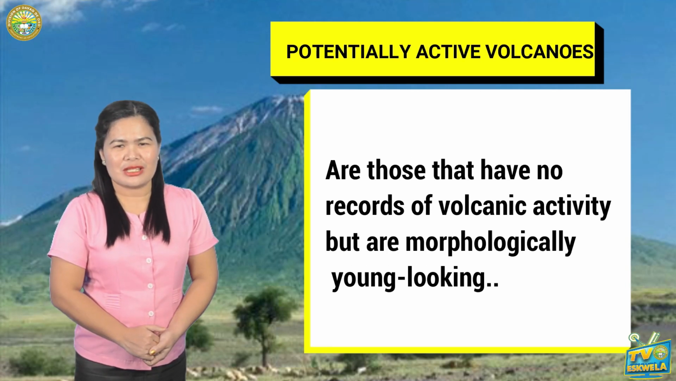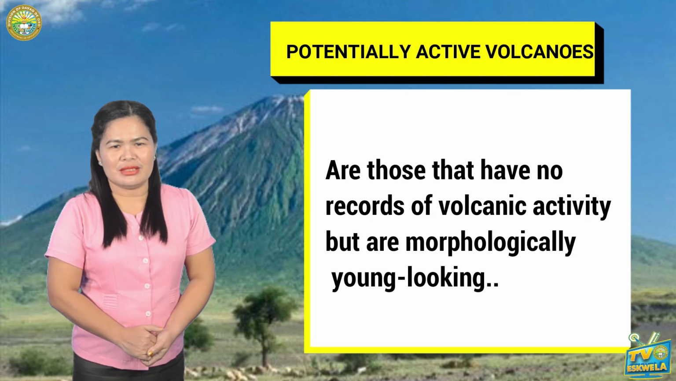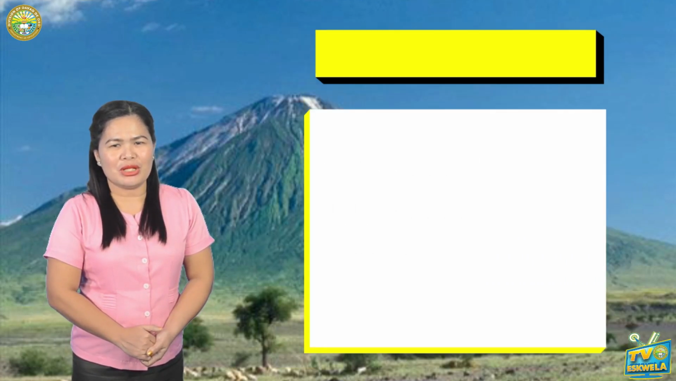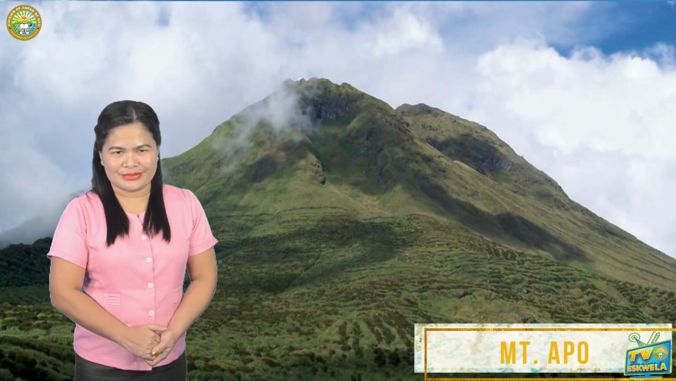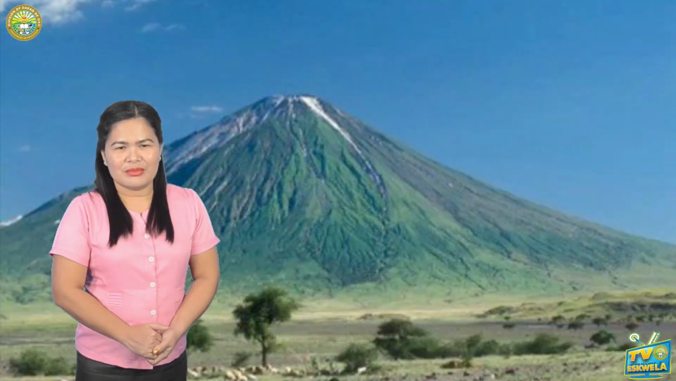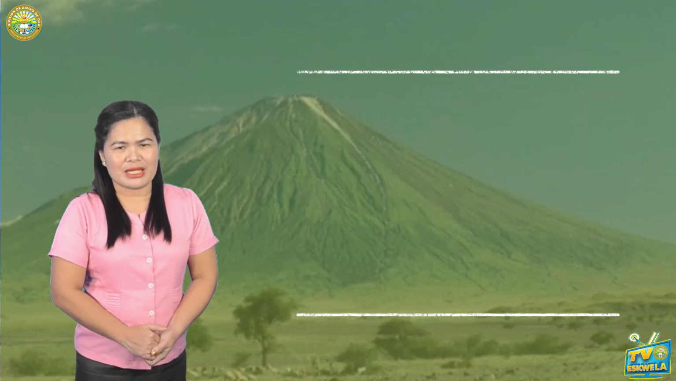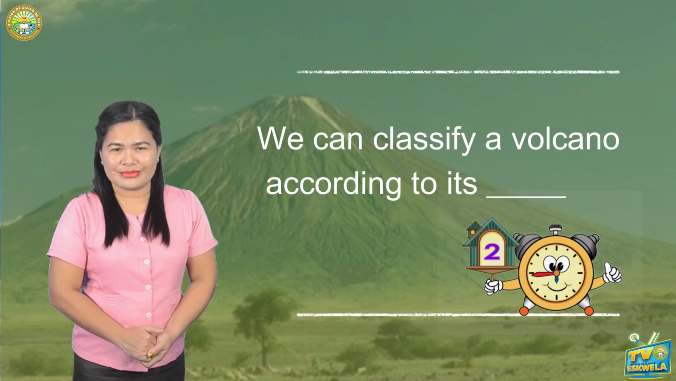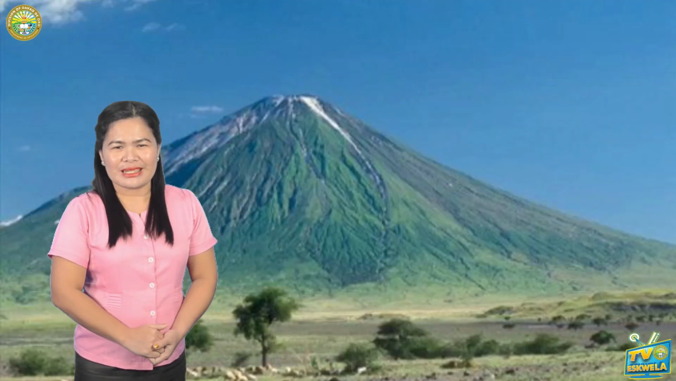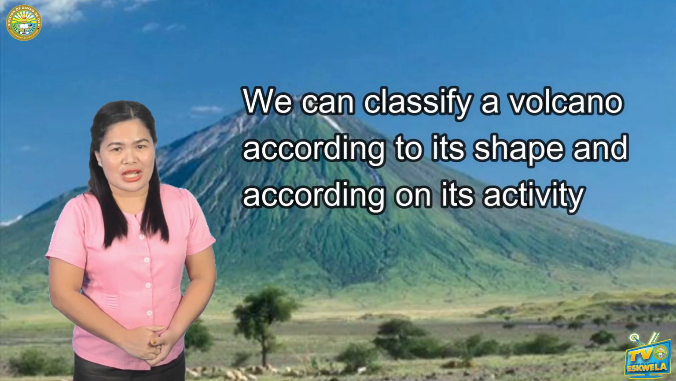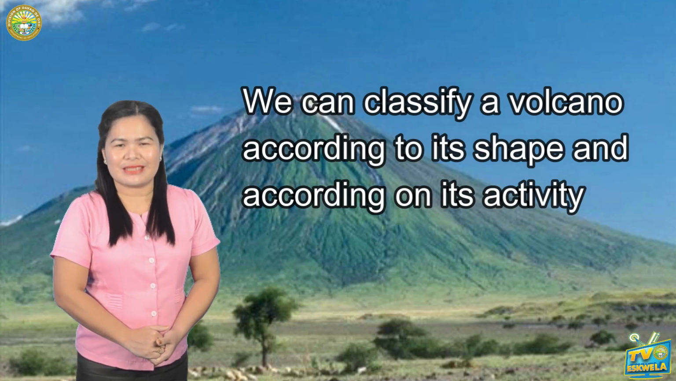Potentially active volcanoes are those that have no records of volcanic activity but are morphologically young-looking. In Region 11, we have two, which are Mount Balot in Sarangani and the famous Mount Apo in Davao del Sur. Before we go any further, let us have a short recap. We can classify a volcano according to its... Good job! We can classify a volcano according to its shape and according to its activity.